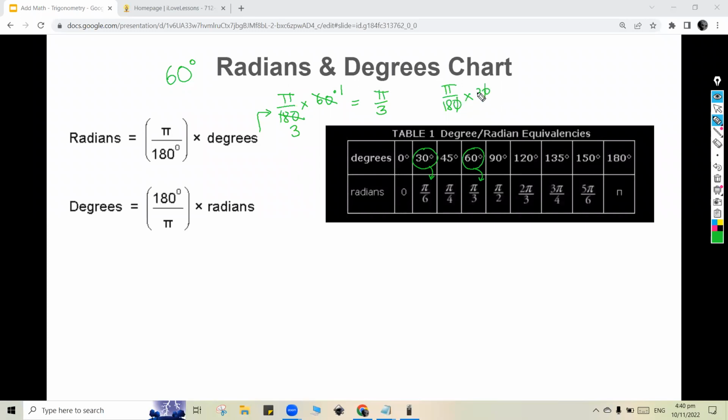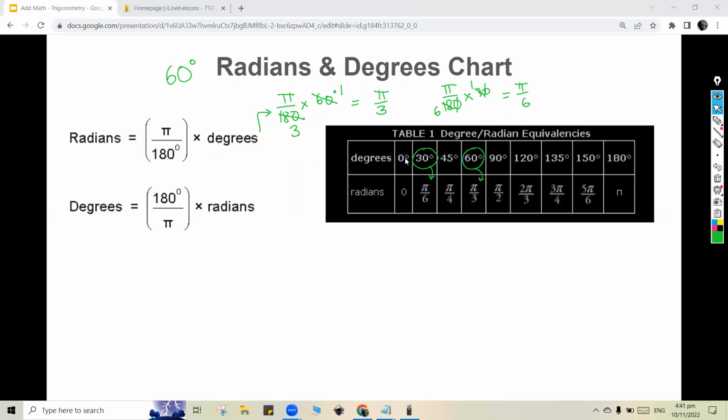If you use the formula here, if we take pi on 180 and multiply it by 30, the 0 and the 0 will cancel out. 3 into 3 is 1. 3 into 18 is 6. You get pi on 6. So the point of this table, which I want you to take down, is that these are very common values that you find in the CSEC exam.